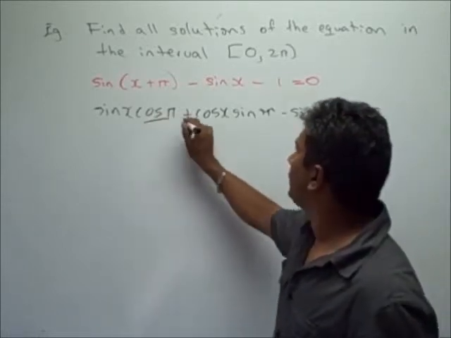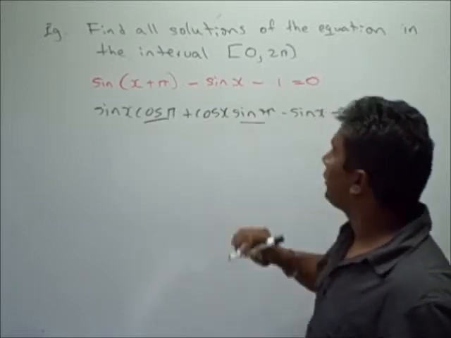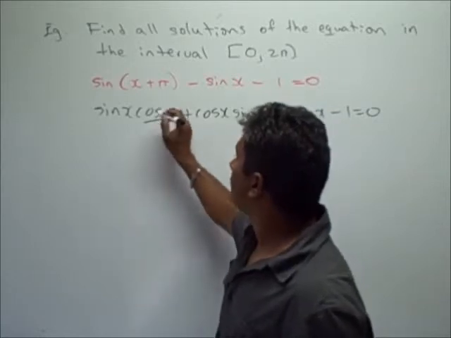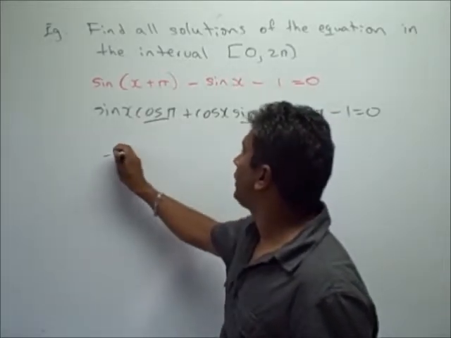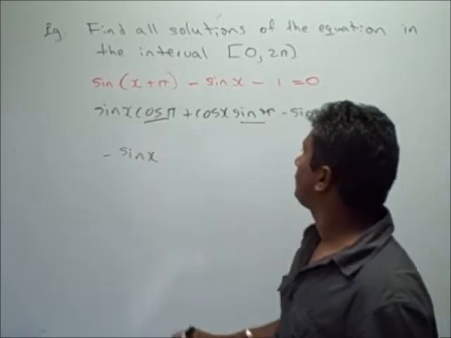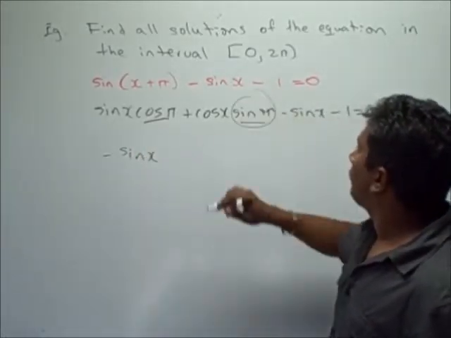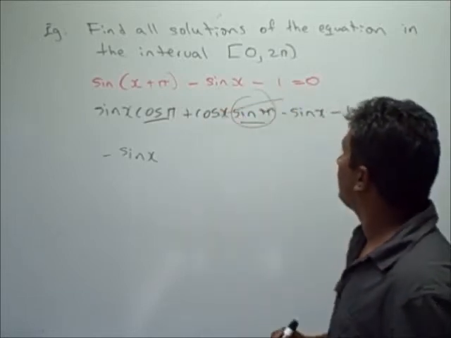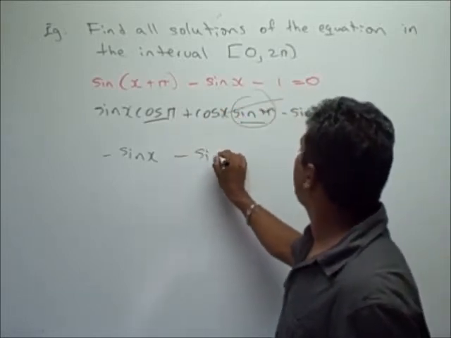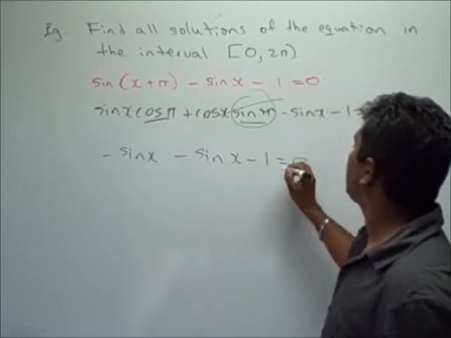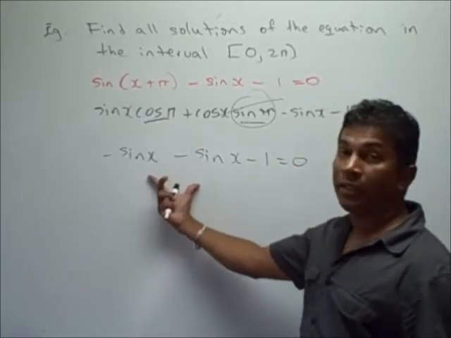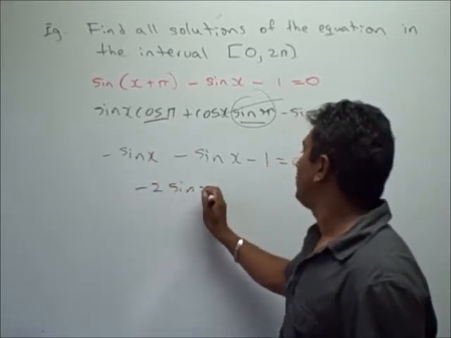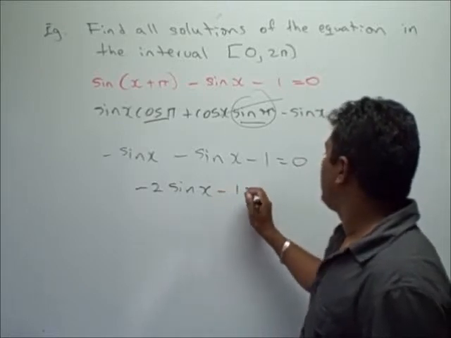Now we can evaluate the cosine of pi and the sine of pi from our unit circle. You know the cosine of pi is negative 1, so this becomes negative 1 times sine x, so this is negative sine x. The sine of pi would be 0, so this is 0 times cosine x, so this goes away. So this becomes minus sine of x minus 1 is equal to 0. These are like terms, so we can combine them. So this becomes negative 2 sine of x minus 1 is equal to 0.